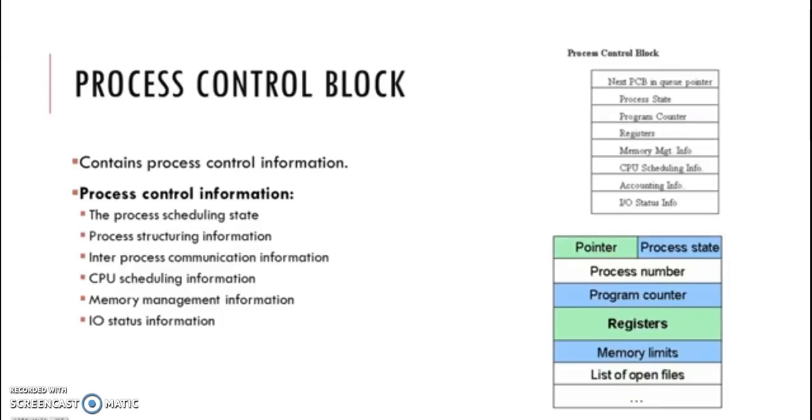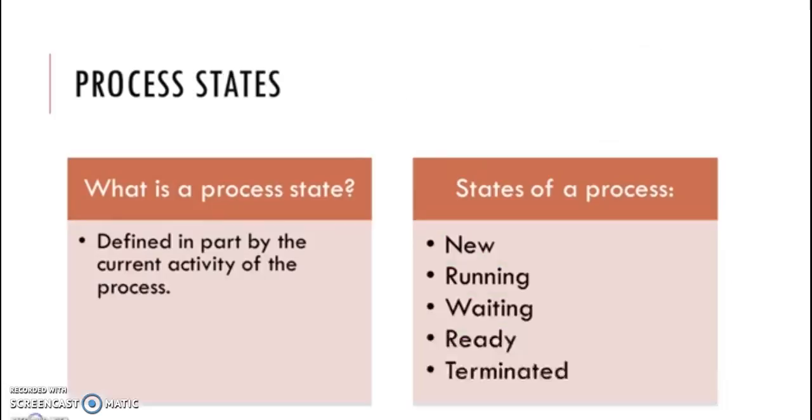Since the PCB contains the critical information for the process, it must be kept in an area of memory protected from normal user access. In some operating systems, the PCB is placed at the beginning of the kernel stack of the process, since that is a convenient protected location.